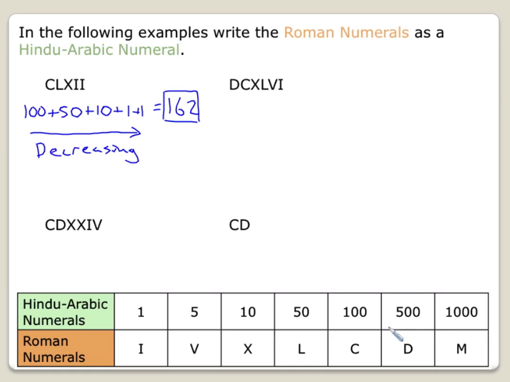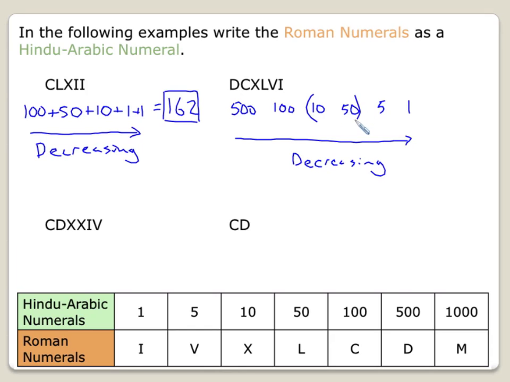So the D is 500. The C is 100. We saw that one before. X is 10. L is 50. V is 5. And then I is 1. So we have to do this test again to see, are all of them decreasing? So 500 to 100, that's fine. 100 to 10, that's fine. 10 to 50, that one's not okay. So this 10 to 50 right here, we really have to think of as 50 minus 10, which is 40.